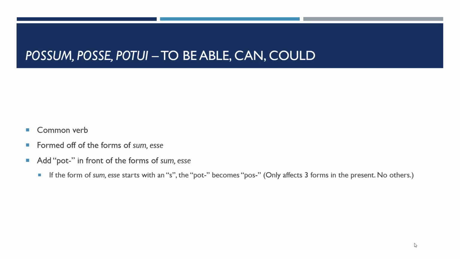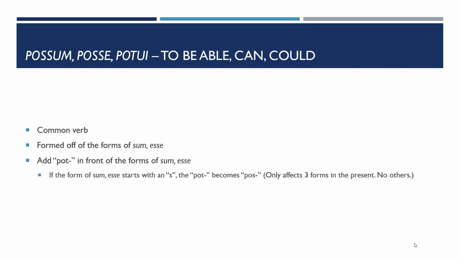It's pretty cut and dry. So again, if you know sum, you should know possum. The only rule is that if the form of sum starts with an S, then the pot is going to become a pos in front. And we even see that in possum, right? It's not potsum. For some reason, that didn't sound good to the Romans, and so they made it possum.